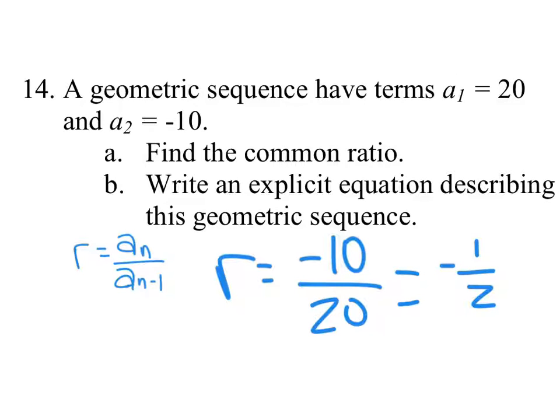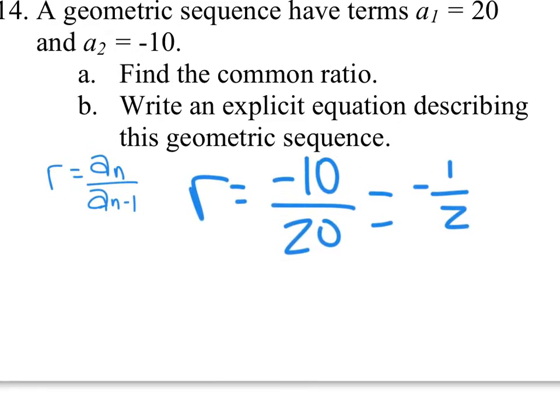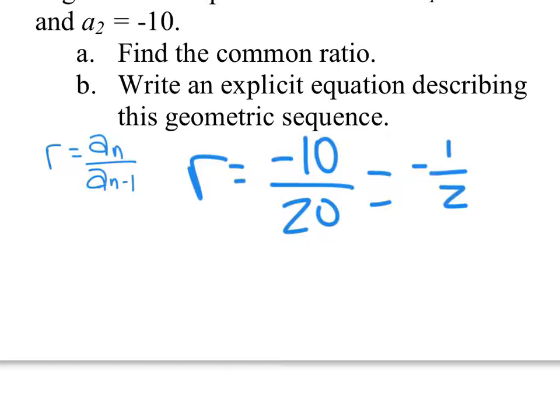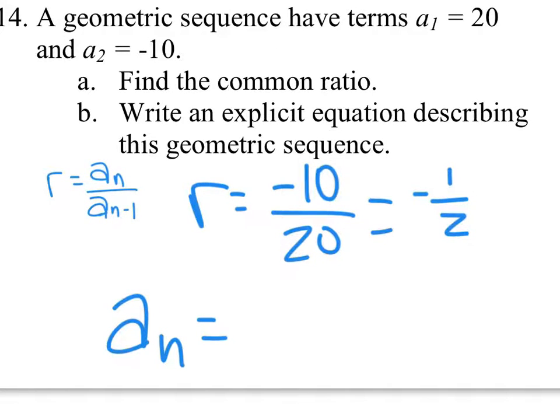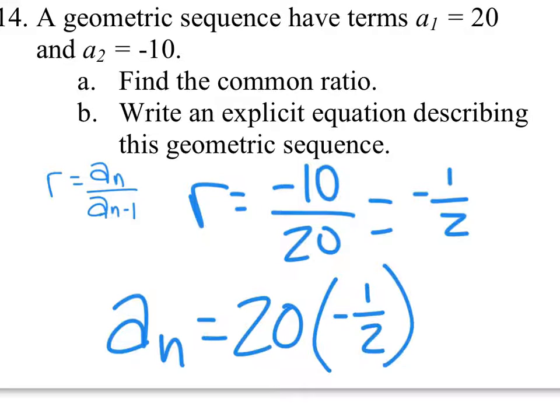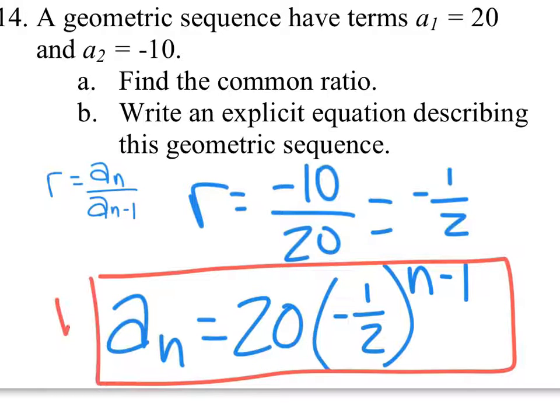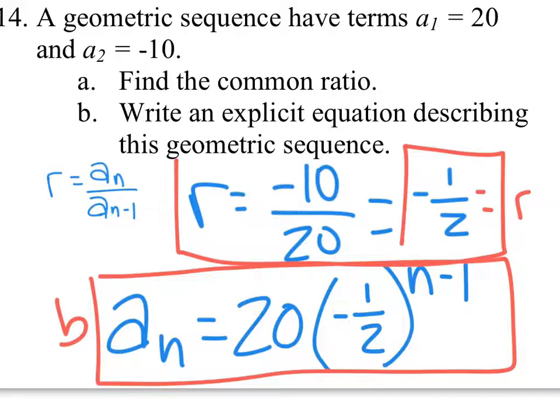Now we've got to write this as the explicit equation describing this geometric sequence. What does that look like? It's going to be a sub n equals the first term. And what is the first term? Oh, it's 20. We know that because it says a sub 1 equals 20. So it's 20 times the ratio, which is negative 1/2, raised to n minus 1. This is the answer to part B. And here's the answer to part A. Here's the ratio.